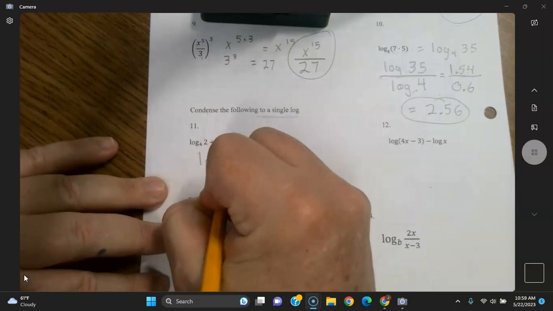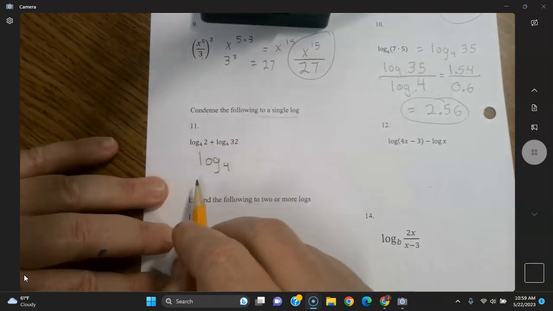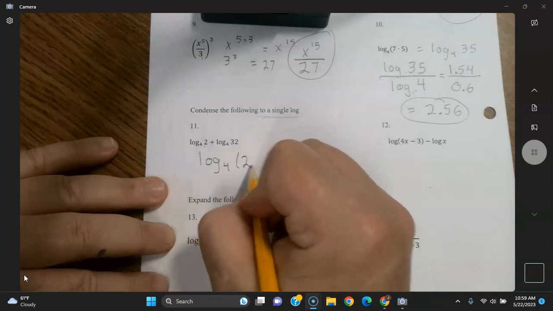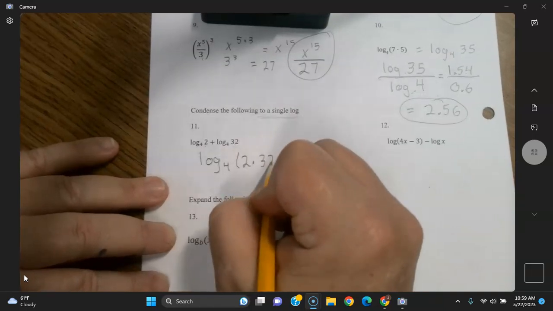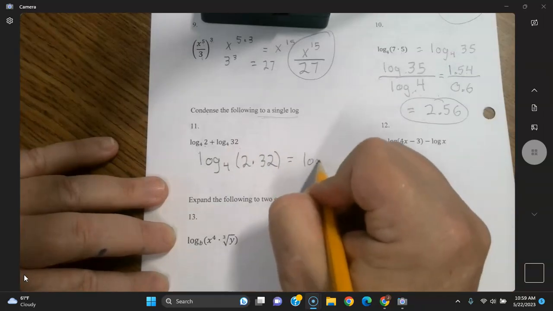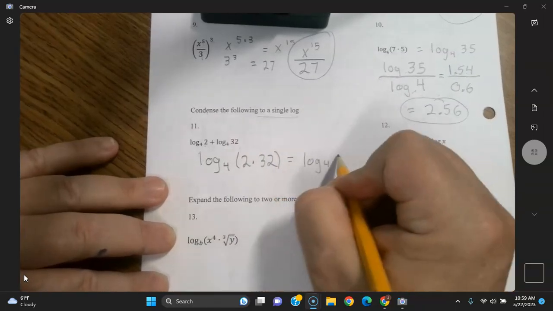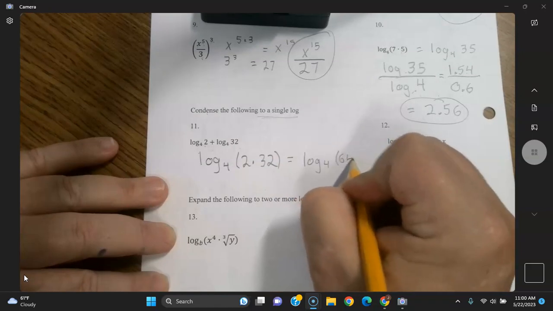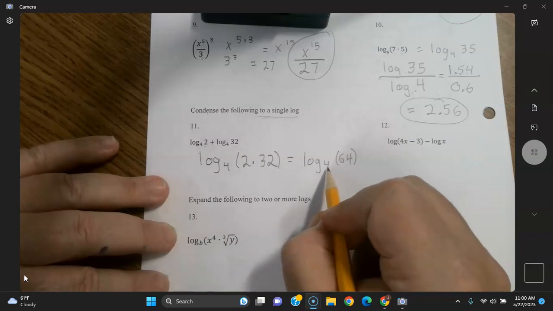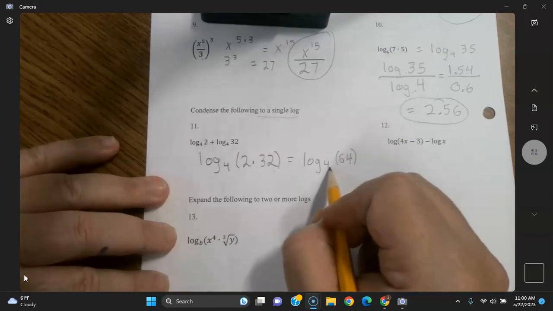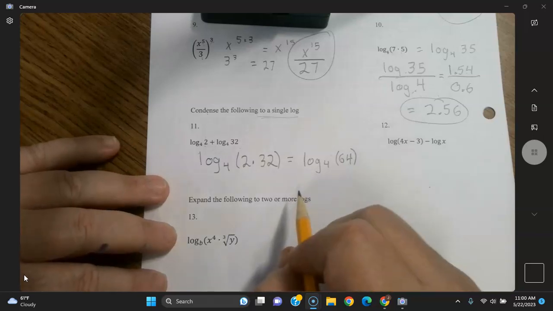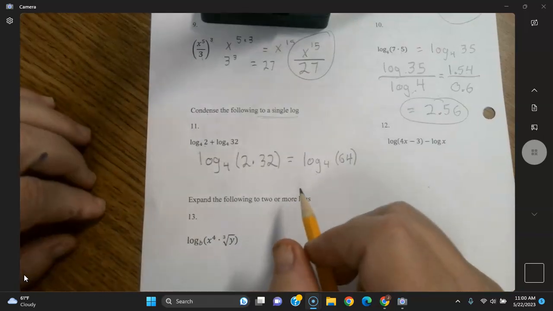You have to be sure to put the base 4, okay? It's not base 10. And it's this times this, so it's 2 times 32. Okay, that equals log base 4 of 64. So remember what this is saying. It's saying what do you raise 4 to? What power do you raise 4 to get 64? The answer is 3, but what if that wasn't obvious to you?